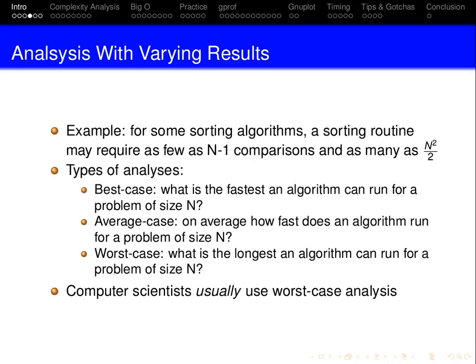Okay, for sorting, a sorting routine may require as few as n minus 1 comparisons and as many as n squared over 2. And when we talk about analysis, we're usually looking at best case, average, and worst case.